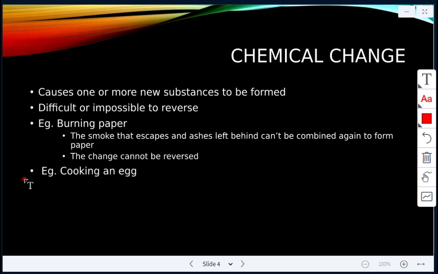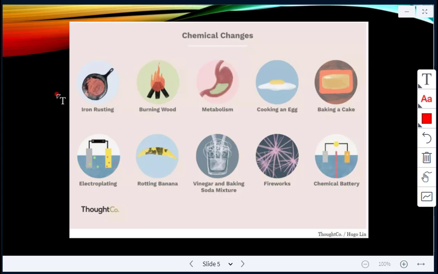Another example will be cooking, for example, cooking an egg. The proteins have changed. You can't reverse cooking an egg. You can't get the egg how it was before you cooked it. So therefore, it's a chemical change. And also, you've applied heat to it. So these are some examples of chemical changes.